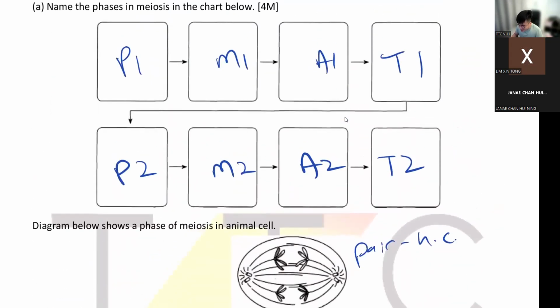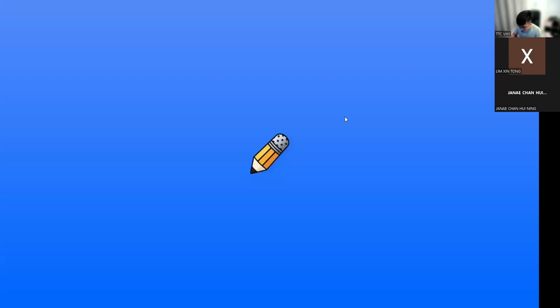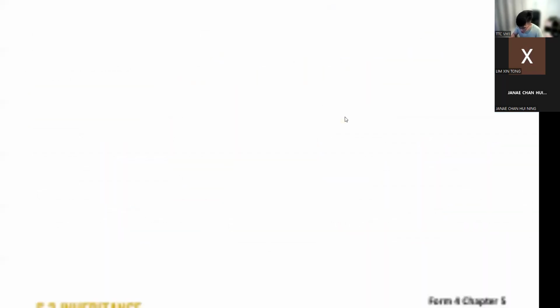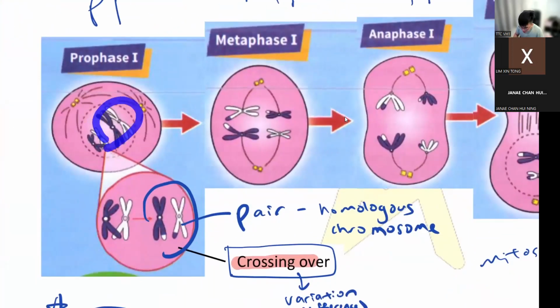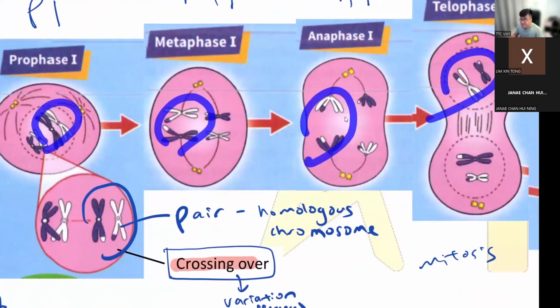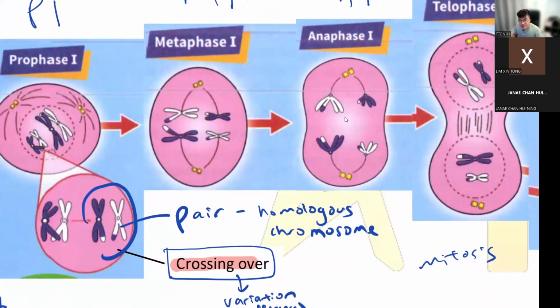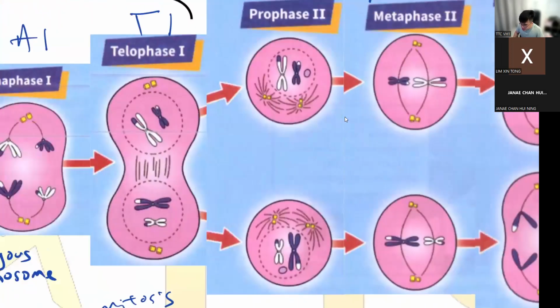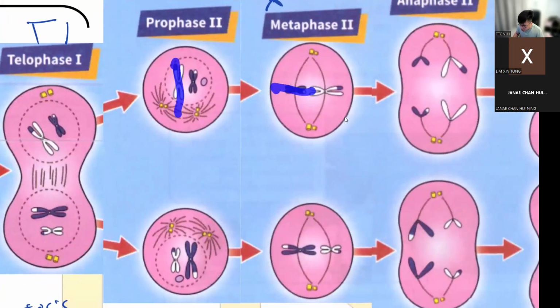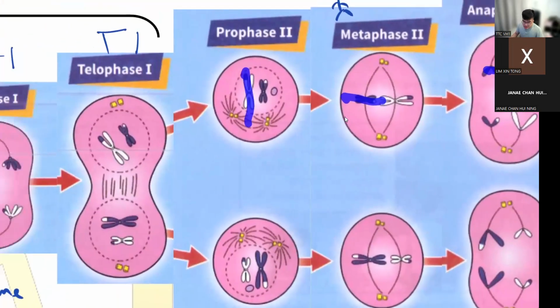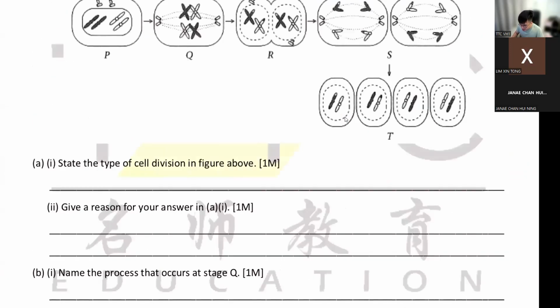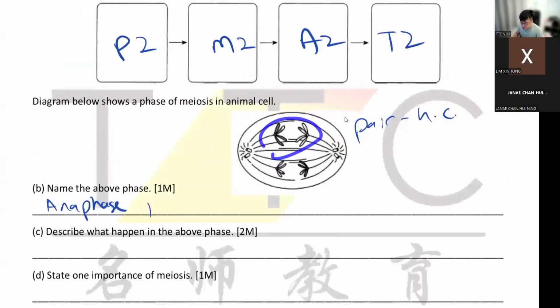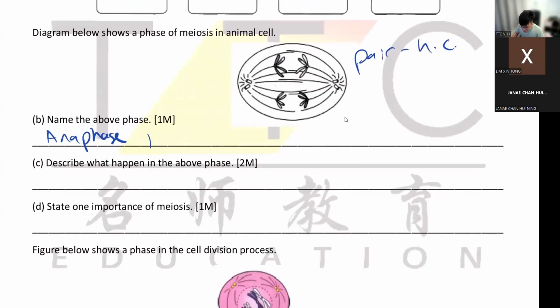Okay, so this is anaphase 1. Okay, let me roughly teach you how to recognize. Whenever you see a pair, it is for sure 1. If it is alone, then it is 2. Very easy to tell. So this is one pair. So it's a 1.